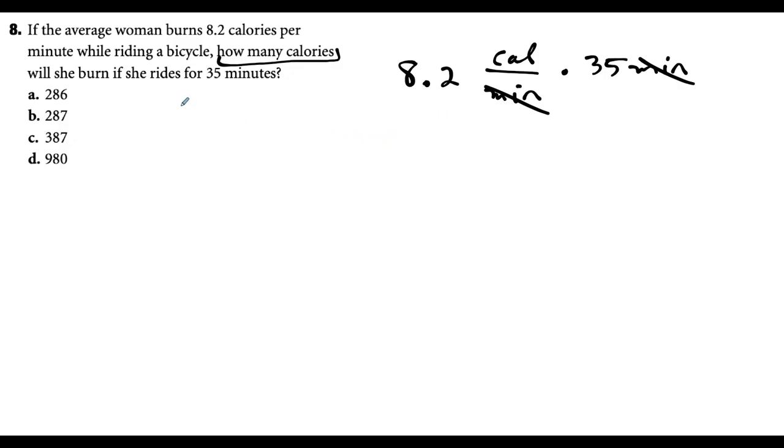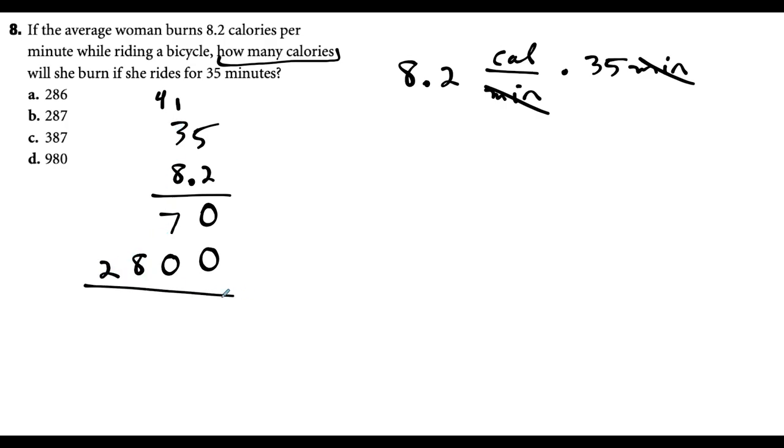So now what we have here, we just have to do the long multiplication. We have 35 times 8.2. 2 times 5 is 10. We carry the 1. And then we have 2 times 3 is 6, plus 1 is 7. And now we just put a placeholder here. We're doing 8 times 5 is 40. We carry the 4. And then 8 times 3 is 24, plus 4 is 28. So now we bring this down. Oh, we do 7 plus 0, and we carry down the rest. But think about this carefully.